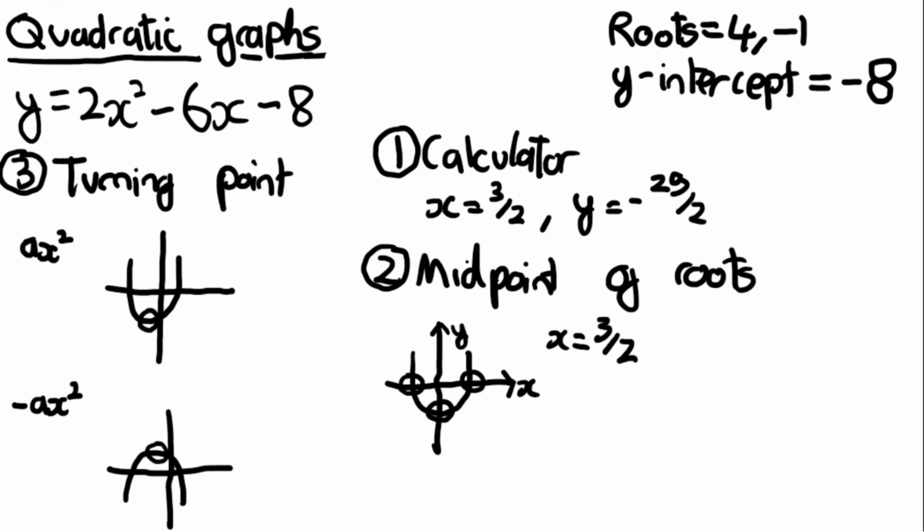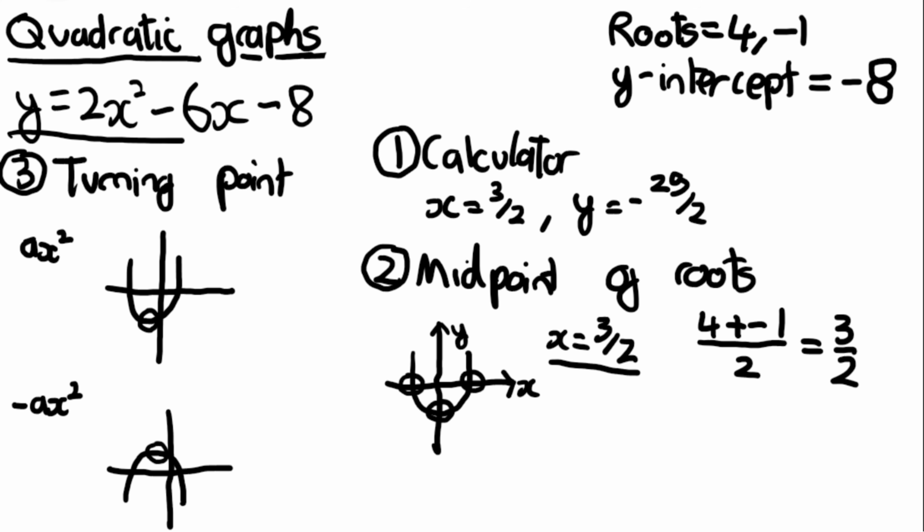If you don't like doing that, or sometimes they could give you roots that have quite complicated fractions, or possibly they might even have surds, in which case there's another way you can do it, is you can just add the roots together and divide them by 2, and that will also give you the midpoint. But this gives you the x-coordinate, and the way you get the y-coordinate is just subbing it into the expression, the equation up here.